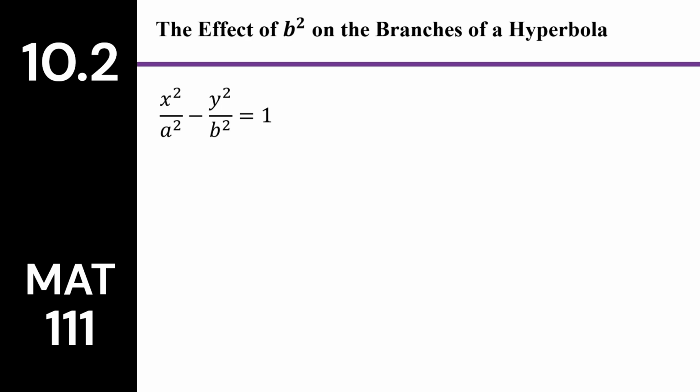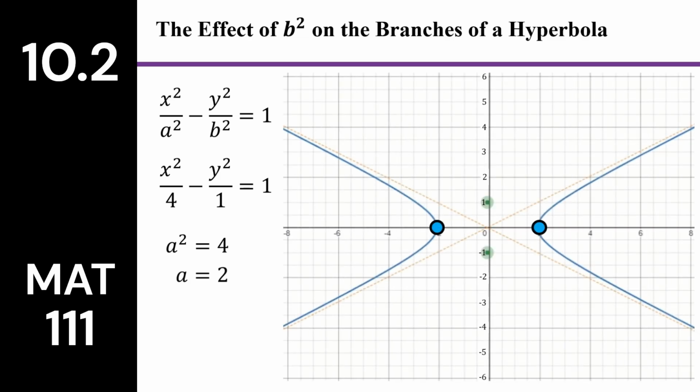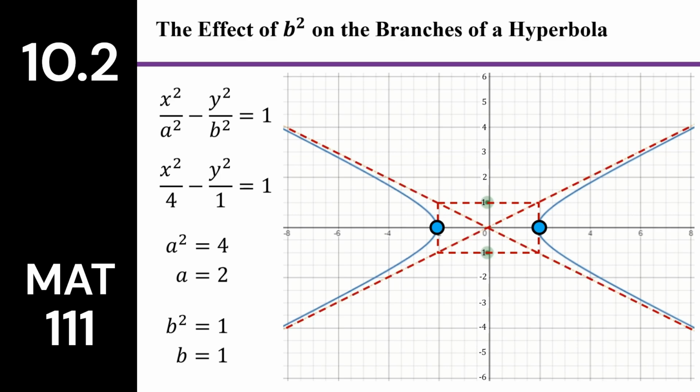Let's explore the effect of b squared on the branches of a hyperbola. If we have the equation x squared over 4 minus y squared over 1 equals 1, then a squared equals 4, so a equals 2, and therefore the vertices are at plus 2 and minus 2 in the x direction, and we draw our hyperbola. But how do we know how to draw the asymptotes? Well, for that, we look at b squared is 1, so b is 1. So we draw a rectangle 1 unit above and 1 unit below the origin, and the rectangle also goes through the vertices. Then we draw the diagonals and extend them. As we move away from the vertices, we have the hyperbola approach those asymptotes. So this is what it would look like if b squared equals 1.